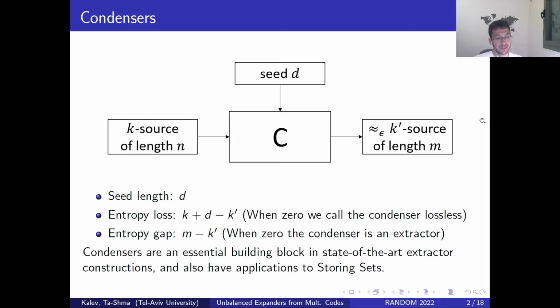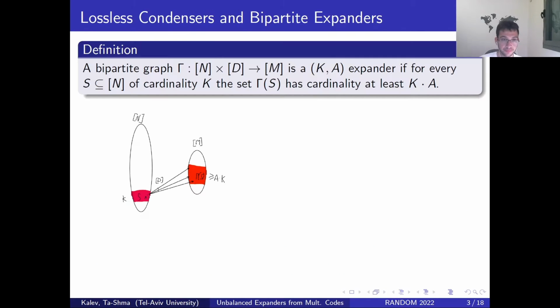Now, condensers are an essential building block in state-of-the-art extractor constructions and also have applications to storing sets, and therefore we wish to construct them. As with all pseudorandom objects, there are great non-explicit constructions, but for their users, we must construct explicit ones, and this is what we will do in this talk.